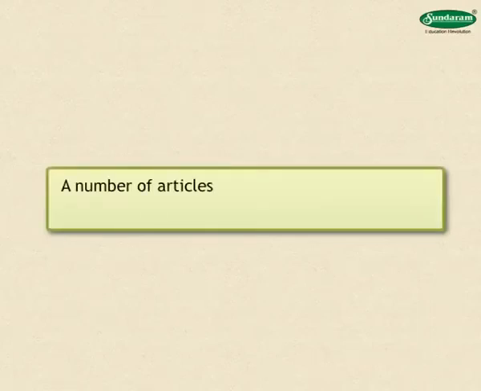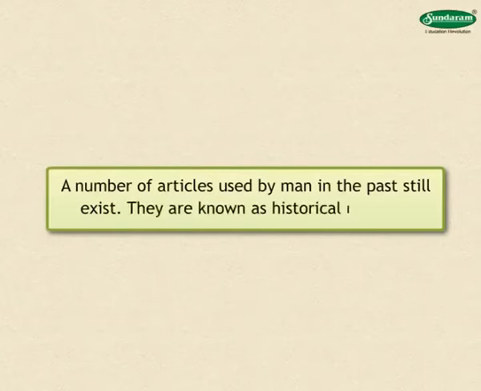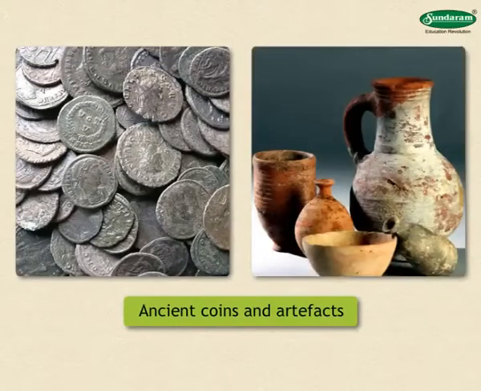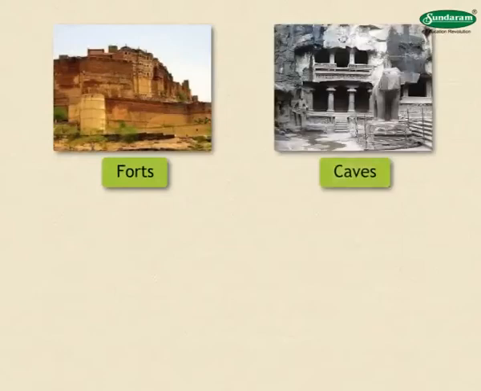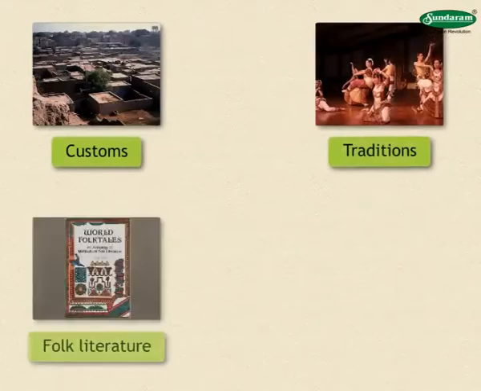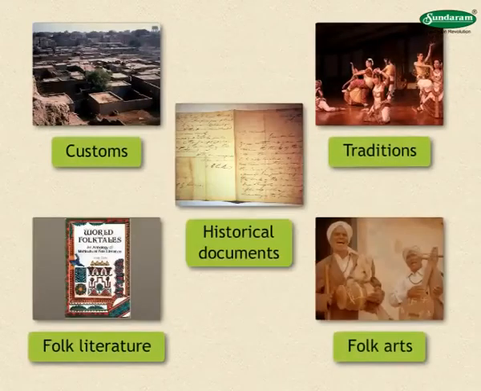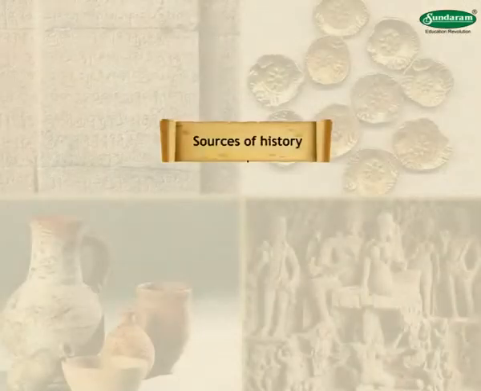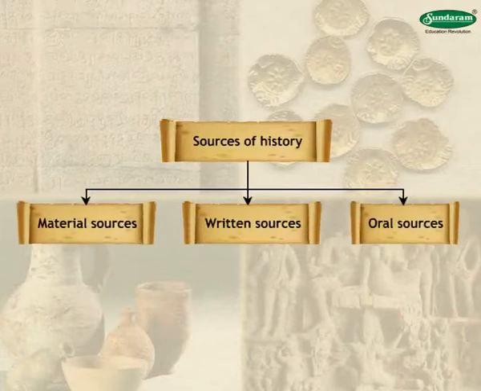A number of articles used by man in the past still exist. They are known as historical remains. Besides ancient coins and artifacts of day-to-day use, they include forts, caves, stupas, and stone inscriptions. Customs, traditions, folk literature, folk arts, and historical documents also help us to understand history. All these are known as sources of history. Sources of history are of three types: material sources, written sources, and oral sources.